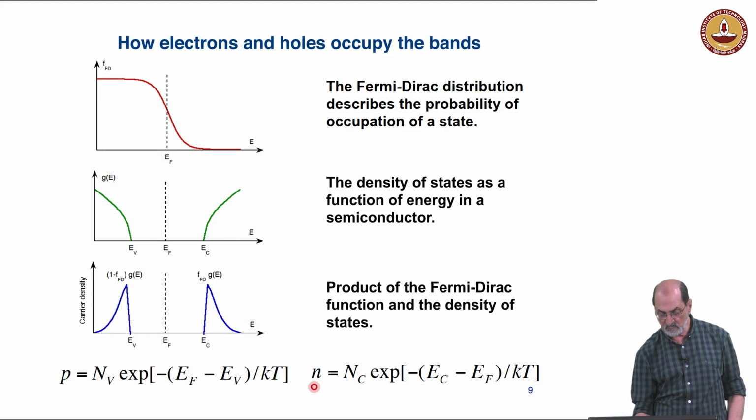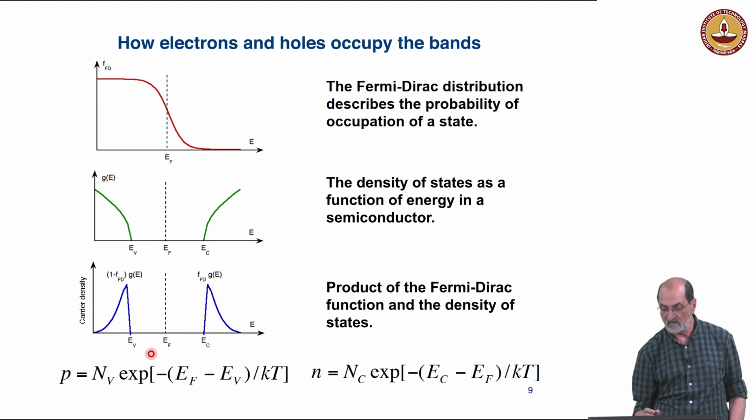For n to be equal to p, we need this exponential. If Nv is equal to Nc, this exponential has to be equal to this exponential. So if Ec minus Ef is equal to Ef minus Ev, that means that the Fermi level has to be exactly in the middle of the gap. You follow me? But that is not the case if this Nc is different than Nv.